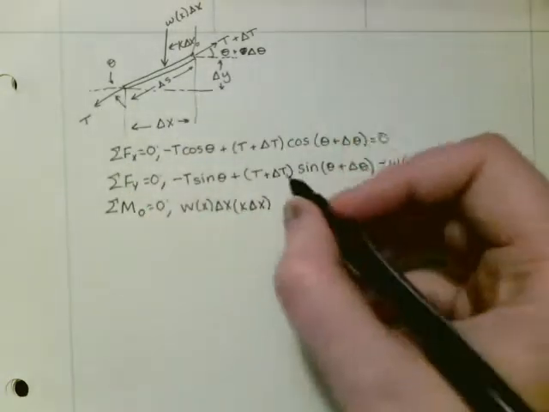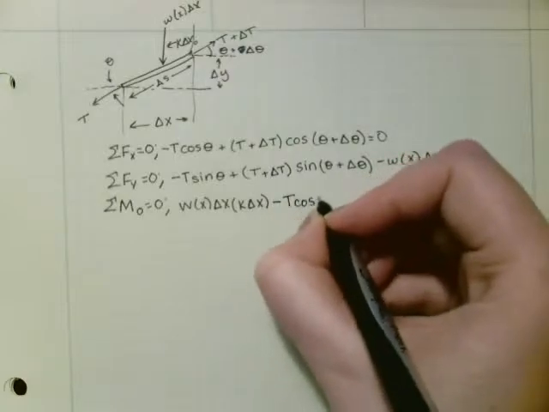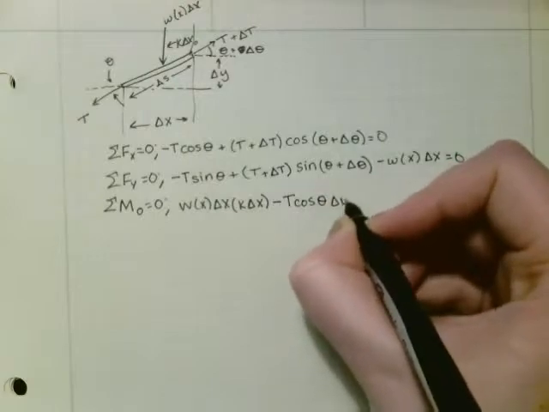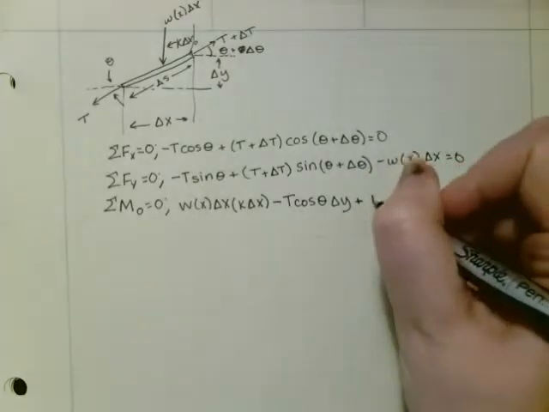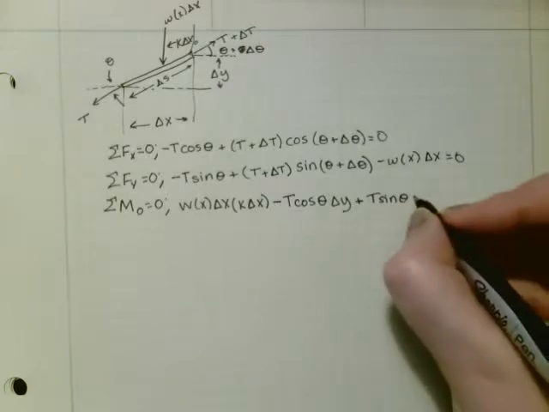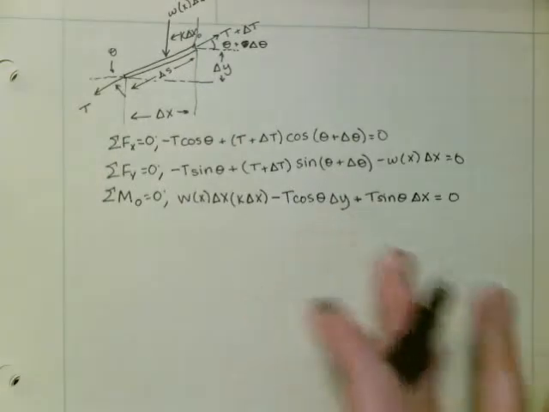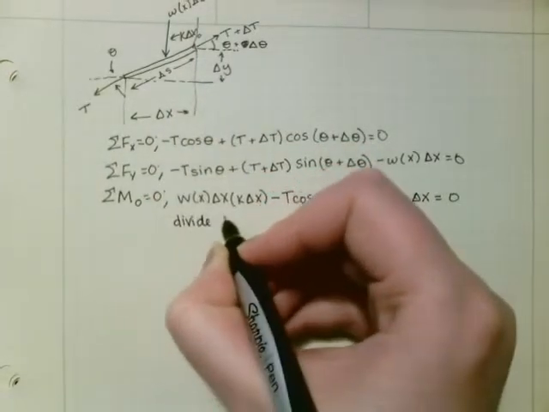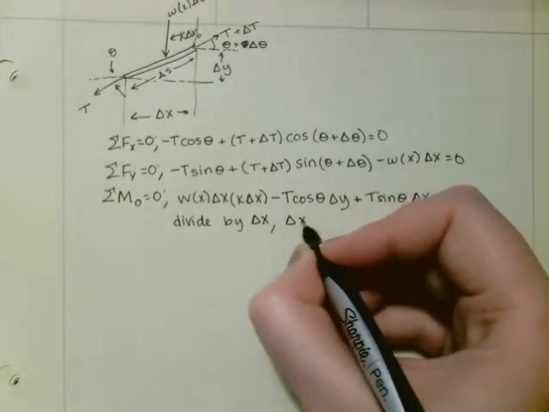We would have the horizontal component of the T, so T cosine theta. Its moment arm would be delta y, and then we would have plus T sine theta times its moment arm of delta x equal to 0. And so next we would divide by delta x, and we would also put all of our deltas equal to 0.